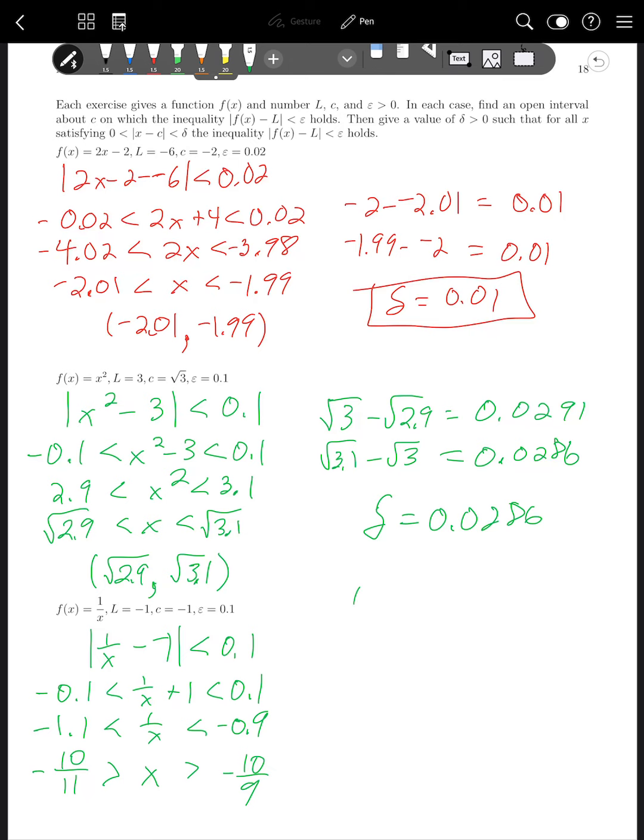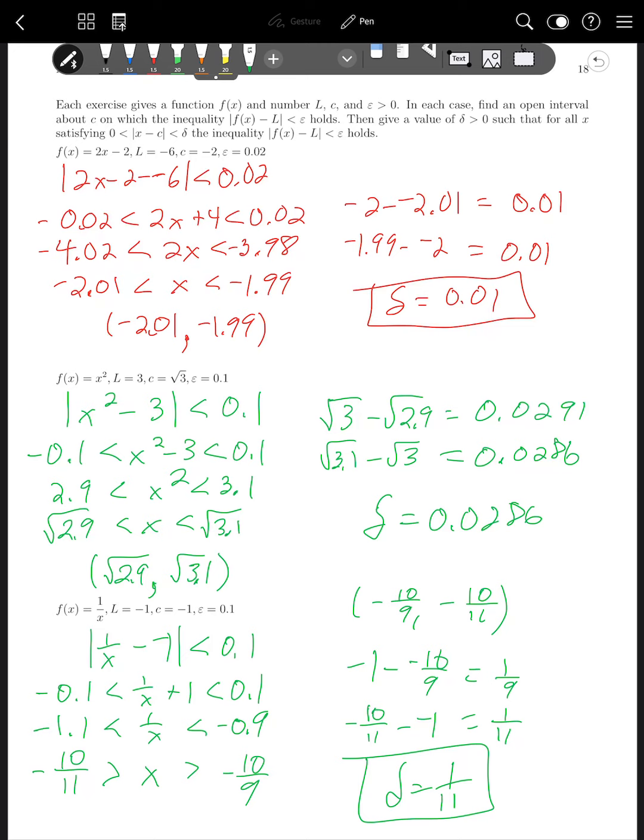So our final answer here is going to be negative 10 over 9, comma, negative 10 over 11. And then we do the same thing we did before. We take negative 1 minus negative 10 over 9 and negative 10 over 11 minus negative 1. So that's going to give us 1/9, and this one gives us 1/11. 1/11 is smaller, so delta is 1/11. Okay, so that's the idea.